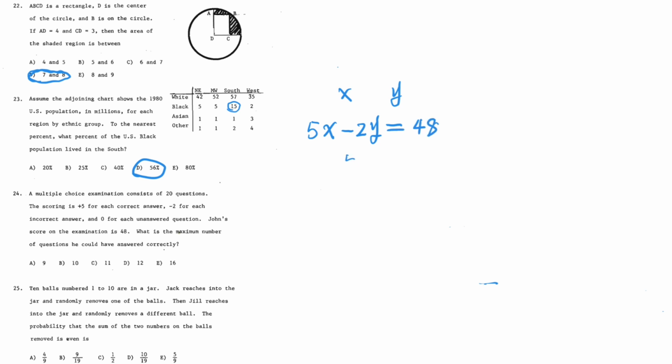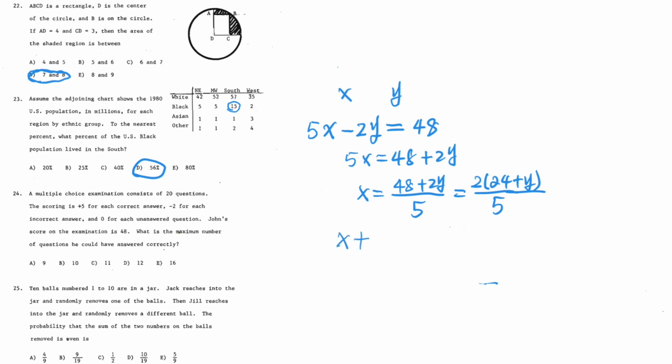equals 48. So 5x equals 48 plus 2y, x equals (48 plus 2y) over 5, factor out 2: 2 times (24 plus y) over 5. We also know x plus y is less than or equal to 20. Less means there are unanswered problems. If equal, x plus y equals 20, that means no unanswered questions. So we solve for x and y. Because x is the number of correct problems, it must be a whole number.